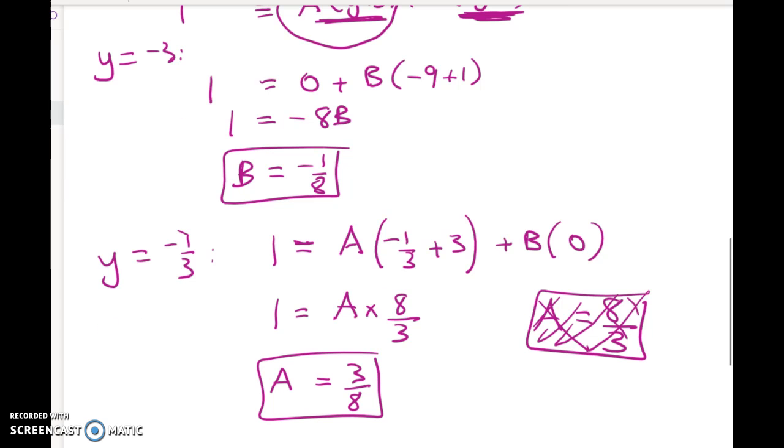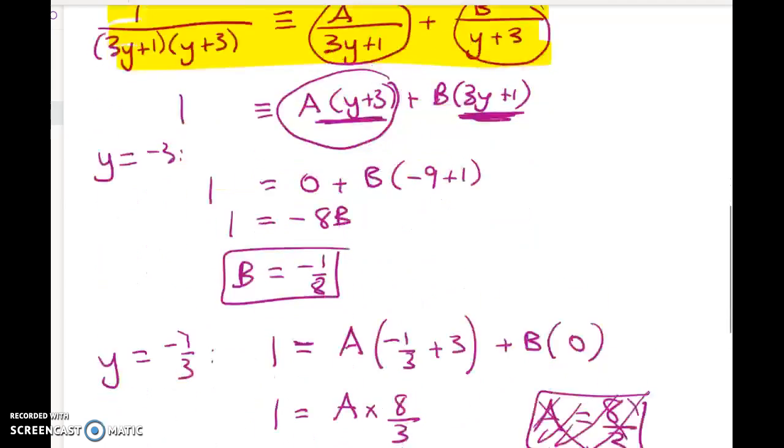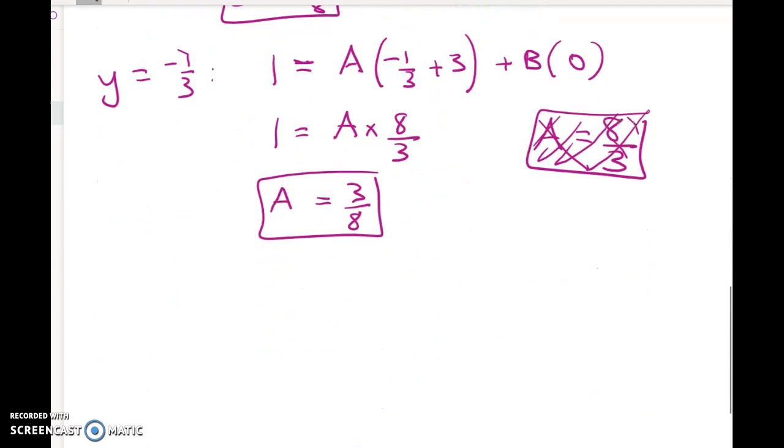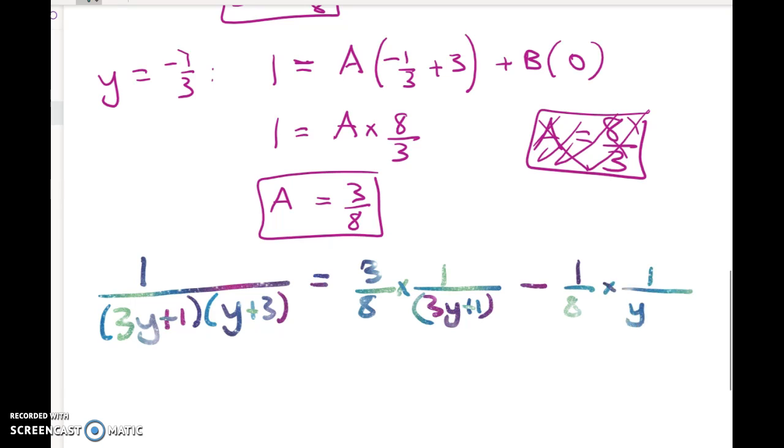Now we can split into partial fractions. So let's look at what we're trying to do. Well, we're going to go back to this step up here. We're going to rewrite the fraction with the quadratic as two little fractions. Just do that now. So we have 1 over (3y plus 1) times (y plus 3) is equal to 3/8 times this, minus 1/8 times 1 over y plus 3. Just let me have a wee check I'm not going wrong.